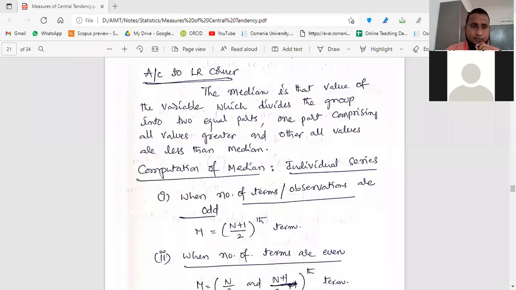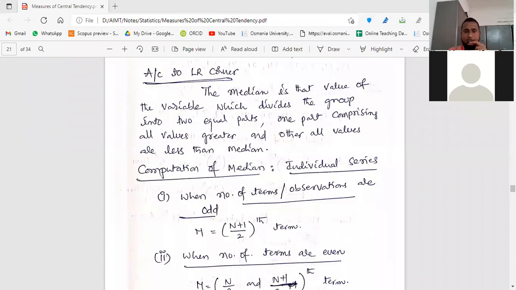Sorry for the disturbance. So I think majority of you already have an idea that first we will arrange the given series in ascending order or descending order, then we will find out. So obviously when that value is cutting the series into two equal parts, left hand side will be the lesser values and right hand side will be the greater values.